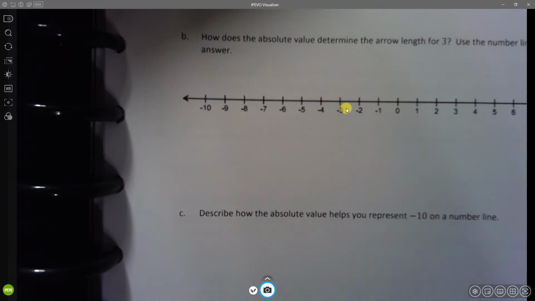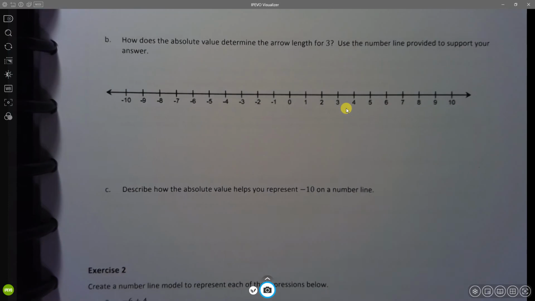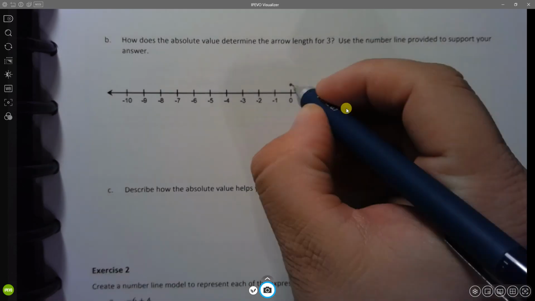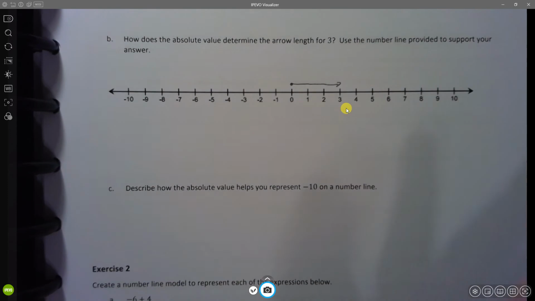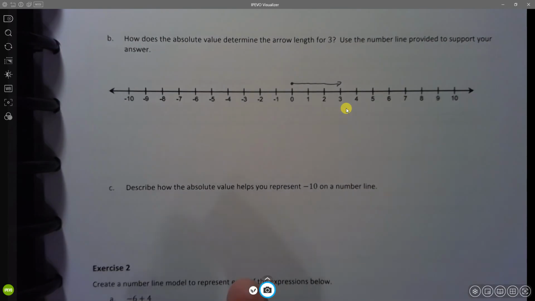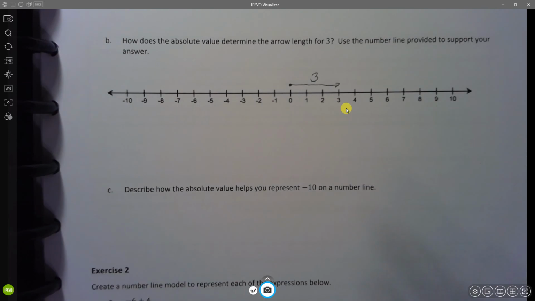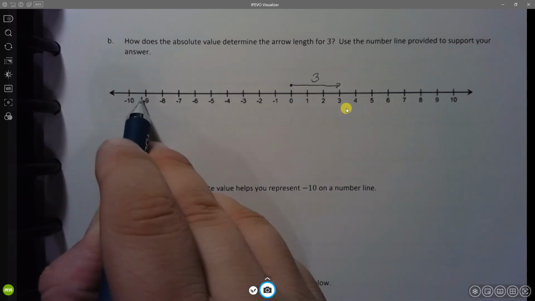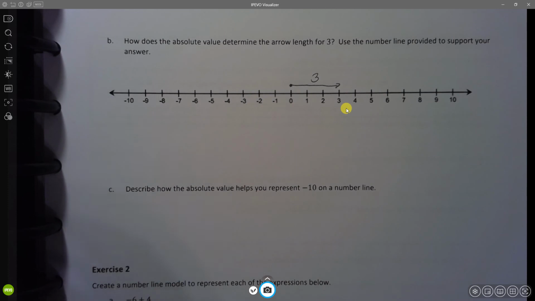All right, B and C. How does the absolute value determine the arrow length for 3? Use the numbers to support your answer. Same concept. We're starting at 0 and we're going to 3. How many units did I travel to get to 3? I traveled 3. So the absolute value of 3 is 3. So the same thing applies. It doesn't matter where the number ends. The absolute value is the measure of that distance. It doesn't matter if it's a negative 9. It takes me 9 units to go from 0 to a negative 9. Thus, the absolute value is 9.